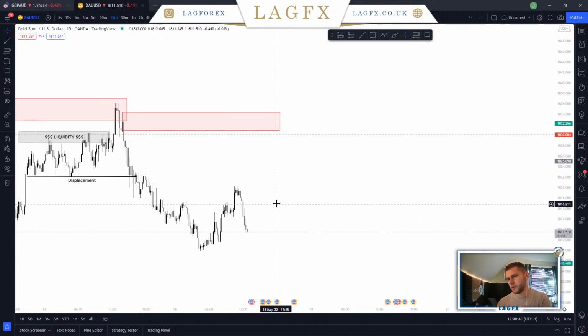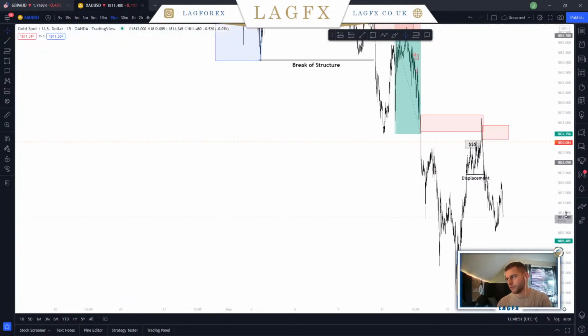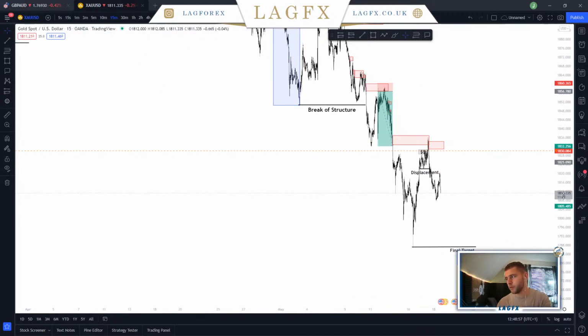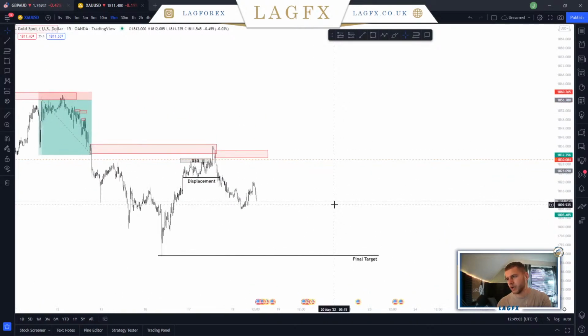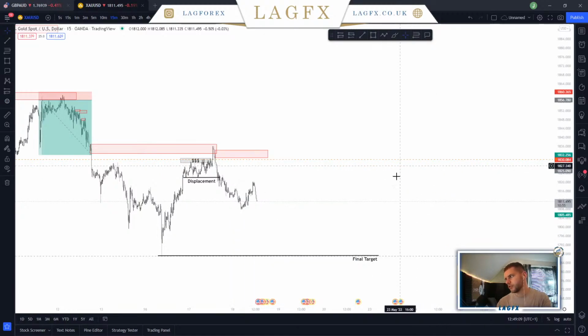So we could potentially see price trade up to that. And then if so, finding that entry confirmation, hopefully riding price down to this final target where our take profit would be, or we could look to take a partial, maybe 80% of the position at that region. But we're just going to wait now. We can also put an alert at the final target, add alert, just to see what price does.